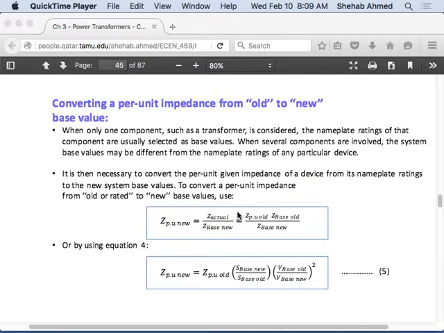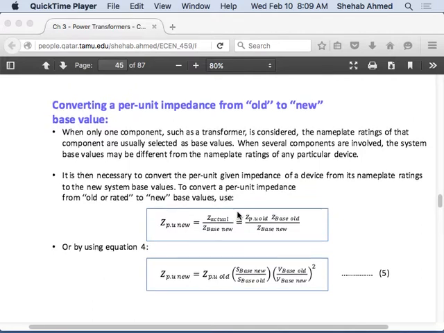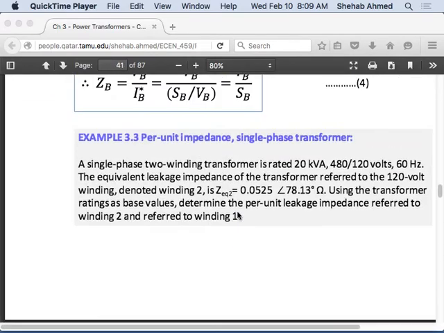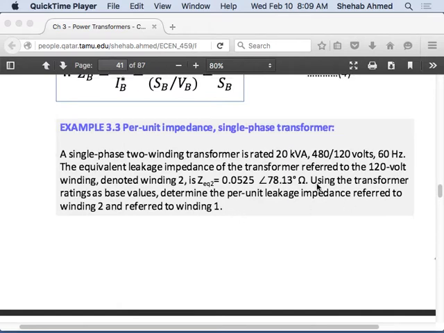So in the example that we studied, if we go back and read the example, they were telling you to use the transformer rated values as base. So if we go back to the example, you said using the transformer ratings as base values, right? We remember we said that these base values are a choice. You do not have a right answer or wrong answer.